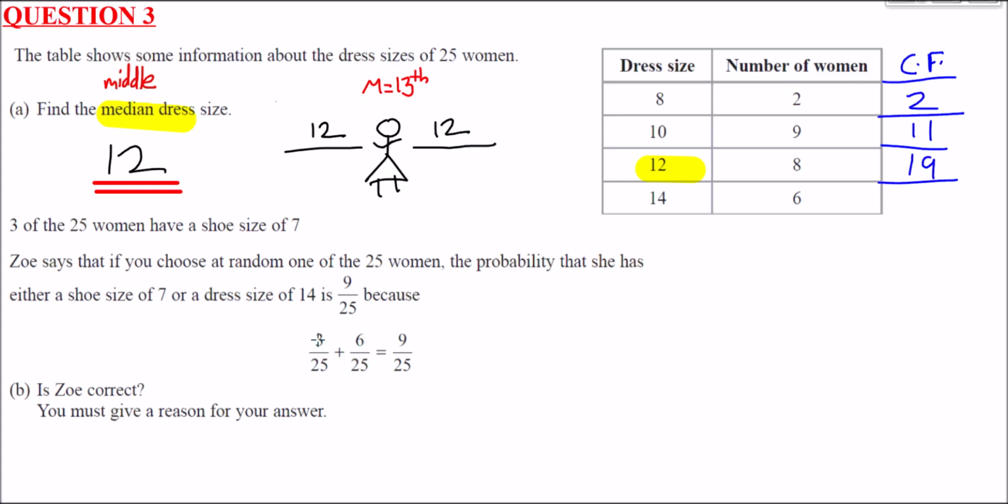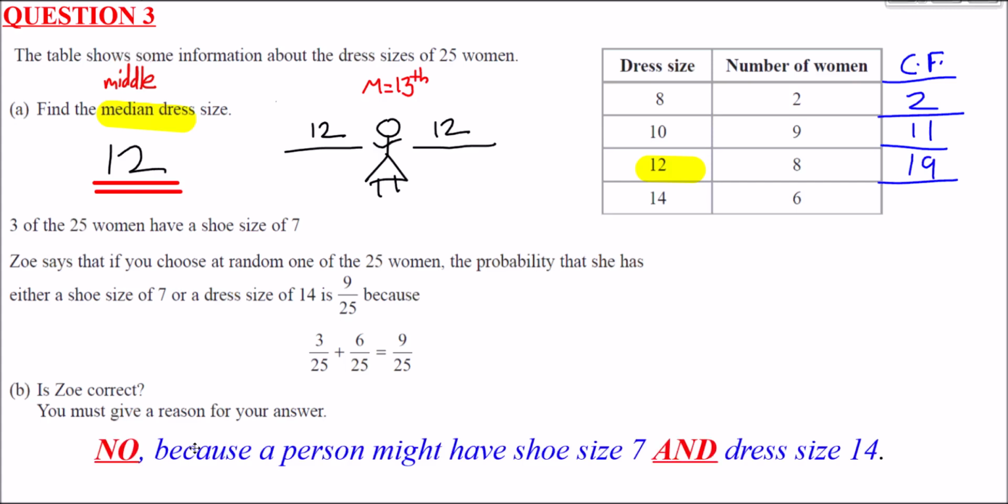For example, what if somebody had a dress size of 14 and a shoe size of 7? So actually they could both happen together at the same time. So it's not a case of people can be one or the other. People might actually have a shoe size of 7 and the same dress size. So that's the reason why she's incorrect. So is she correct? We need to say no, because for example a woman might have shoe size 7 and also a dress size of 14.